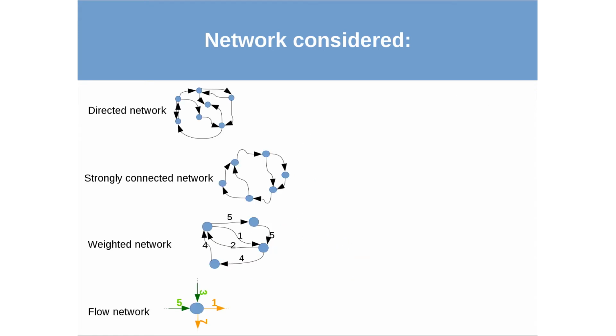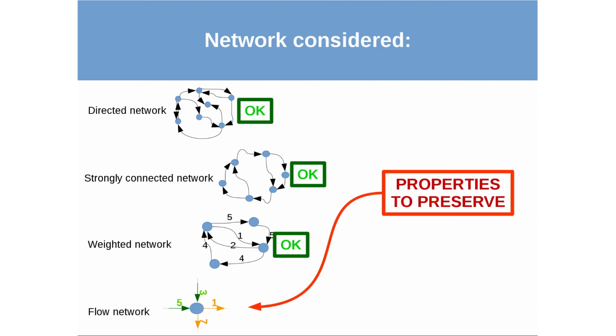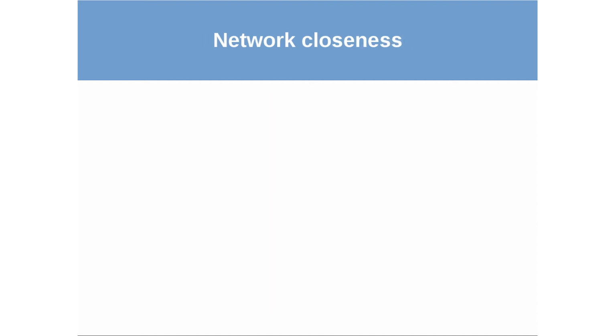Then, the initial network that we are going to reduce respects these 4 properties, and we want the reduction to preserve these properties. It appears clearly that by partitioning the network, we naturally preserve the first 3 properties. In the following, we are going to focus only on how to ensure the final network is a flow network. The other aspect we are focusing on is the network closeness.